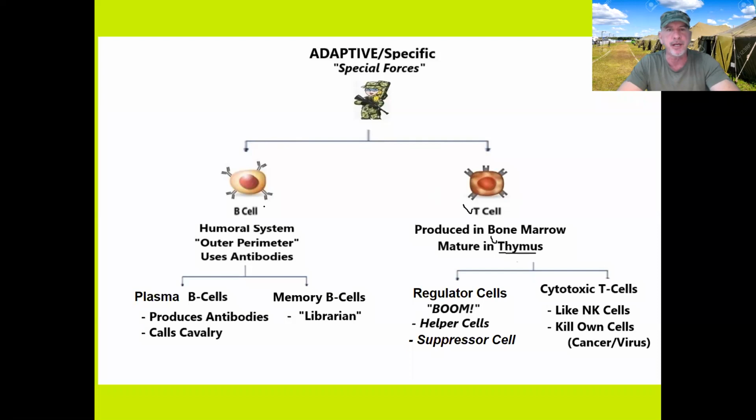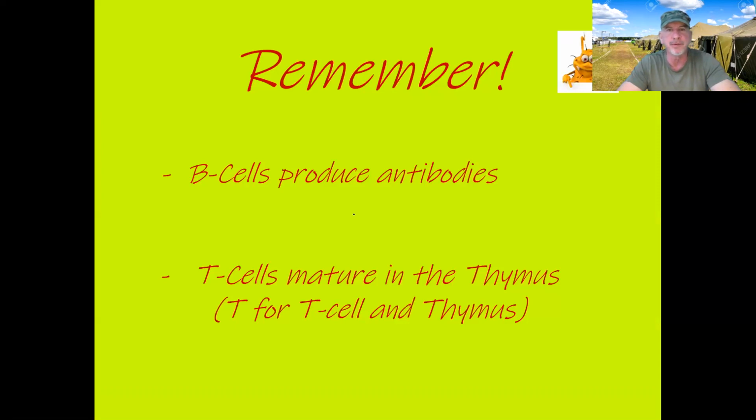Mostly T cells hang out, I think this is the humoral system, B cells kind of hang out in the bloodstream. The T cells kind of hang out in your lymph system. Not really important, just information.